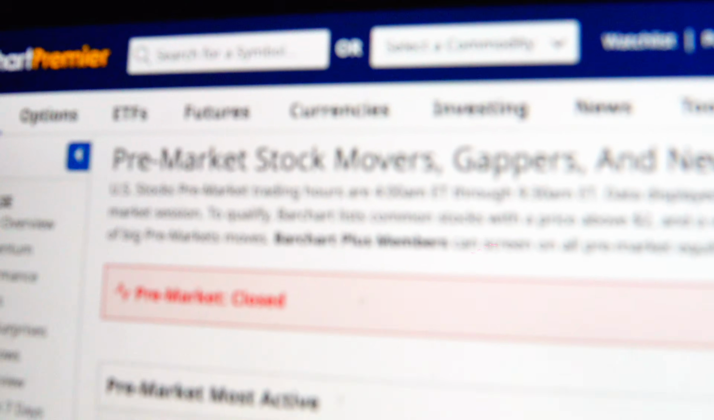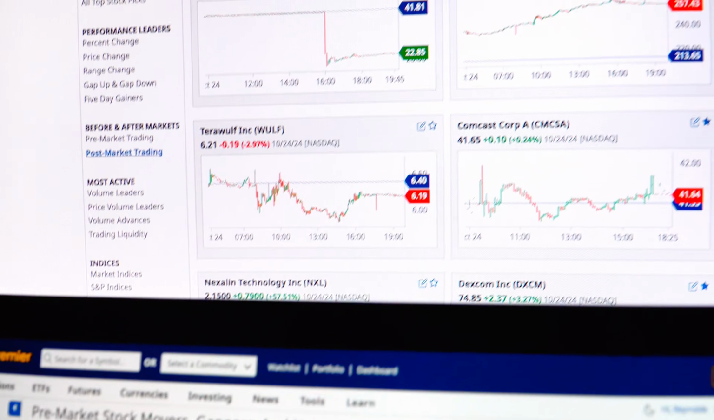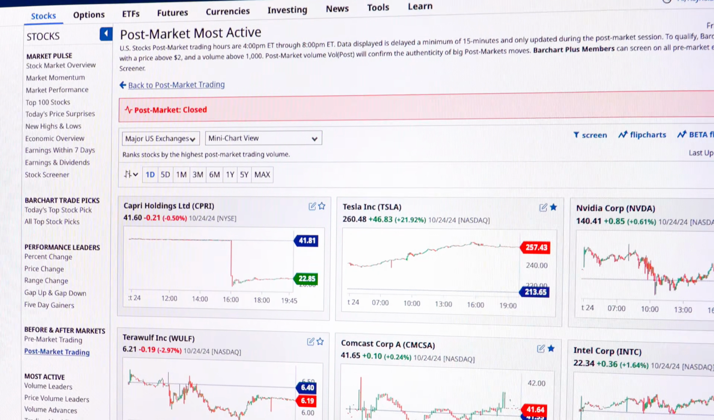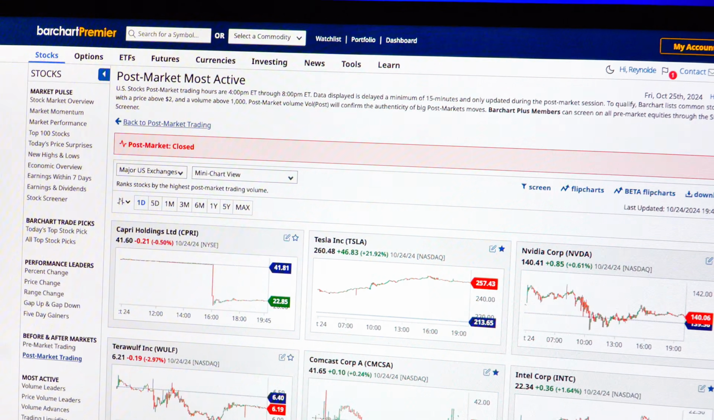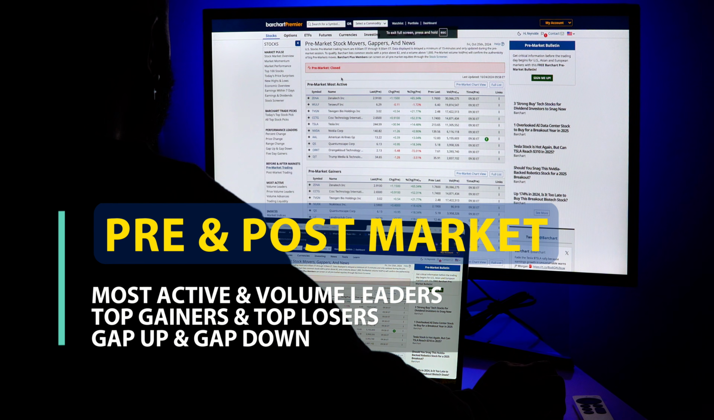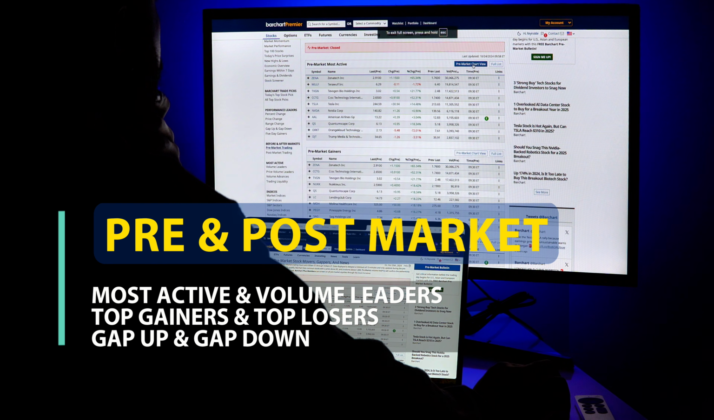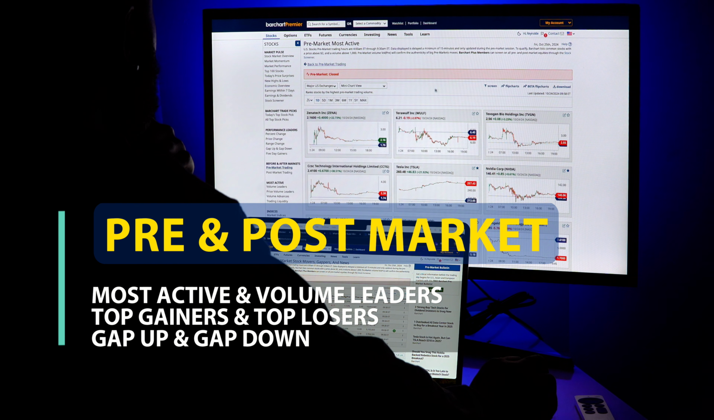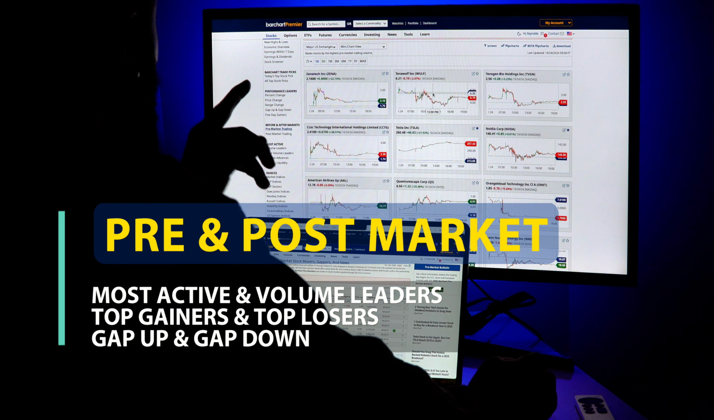And that's it. You're now equipped with the tools to find great trade opportunities using Barchart's pre-market and post-market data. Remember, combining key metrics like volume, technical signals, and price changes will give you a strong edge. Start using these key features today and be ahead of the game before the market opens and after the bell.